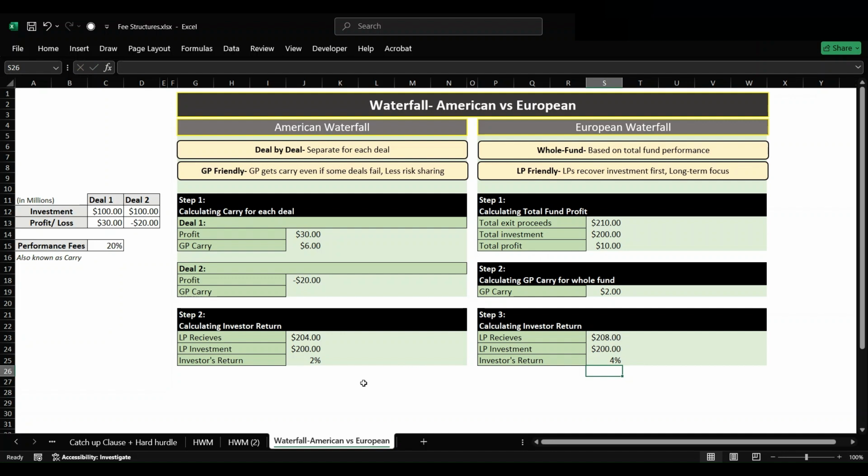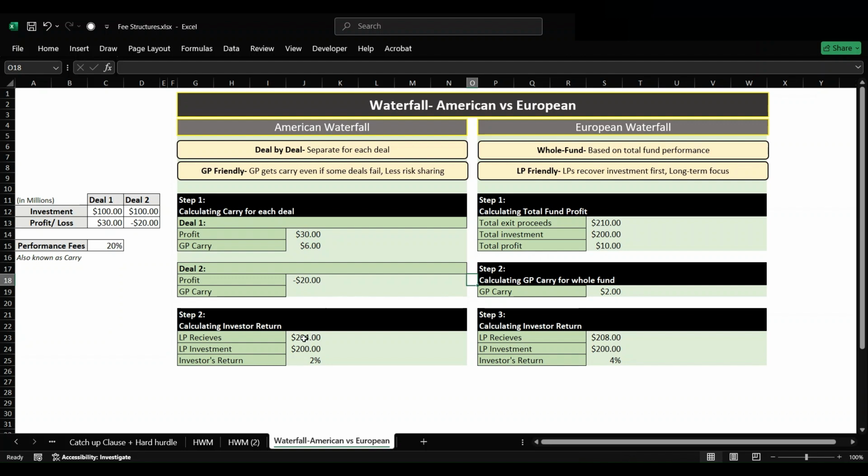Now, from here you can see that the difference between American waterfall and European waterfall has a major impact on the returns of investors. In case of American waterfall, we were calculating GP carry for each deal separately, which led us to the total GP carry of 6 million. But when we were calculating GP carry in case of European waterfall for the entire investment, profit or losses, it came out to be 2 million. There is a huge difference between these two values, and that determined our investors' return.